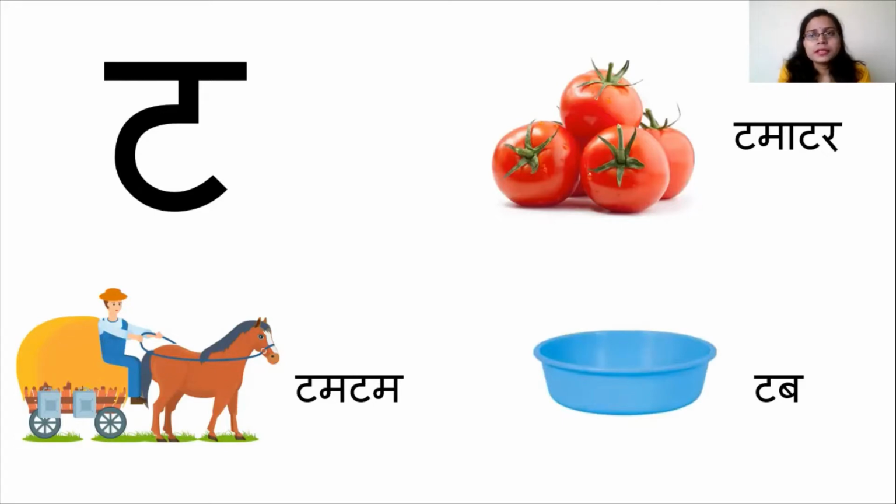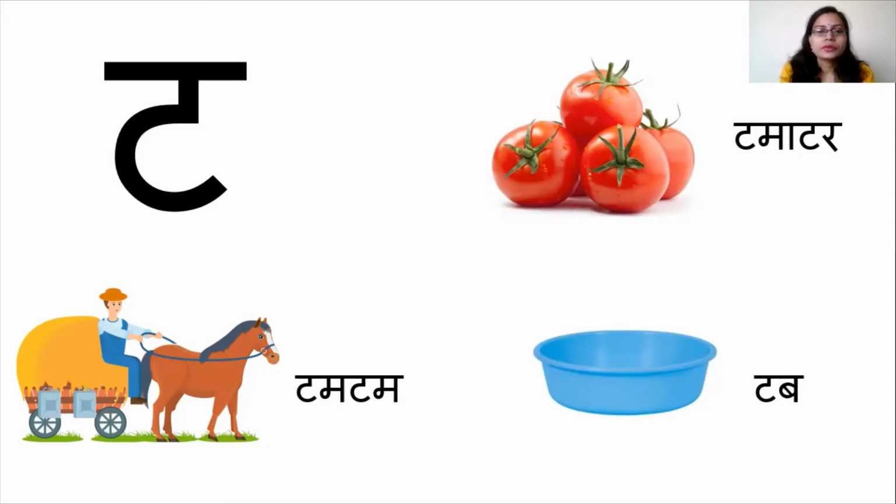So let us revise these pictures once and then we'll move on to the next letter. T say tum tum. Tum tum means horse cart. T say tomato. Tomato means tomato. T say tub. And we also call it in Hindi as tub.